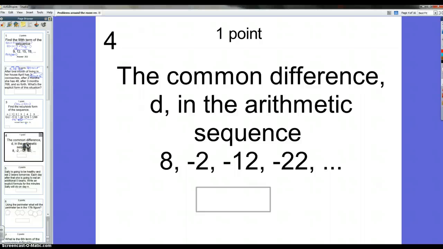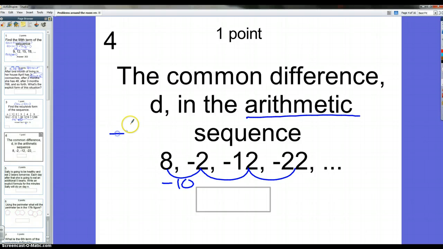The common difference D of the arithmetic sequence, so from 8 to negative 2 to negative 12 to negative 22, well, it says it's arithmetic, therefore it must be adding or subtracting. Since the numbers are getting smaller, it must be subtracting, and in this case it's taking 10 away. So our common difference, or the slope, same thing, is just negative 10, and that is our answer.